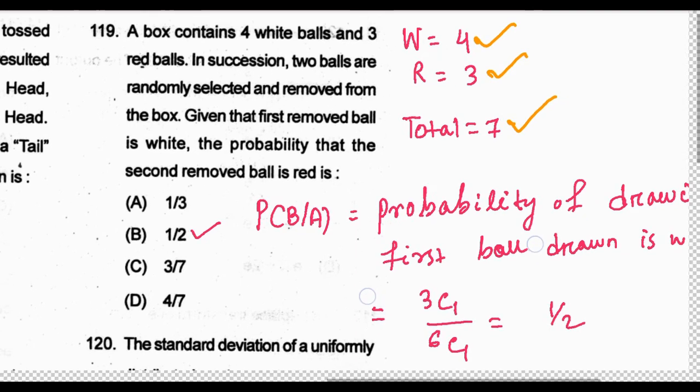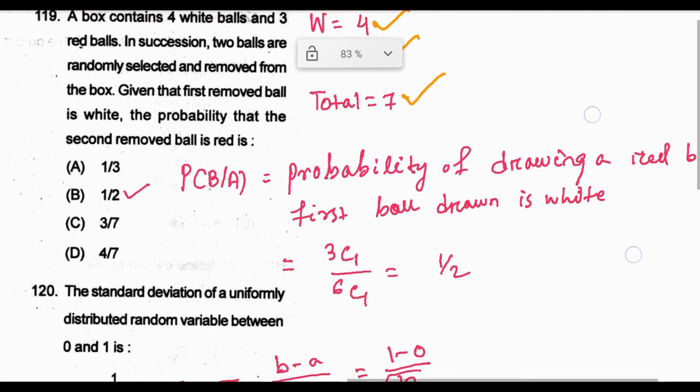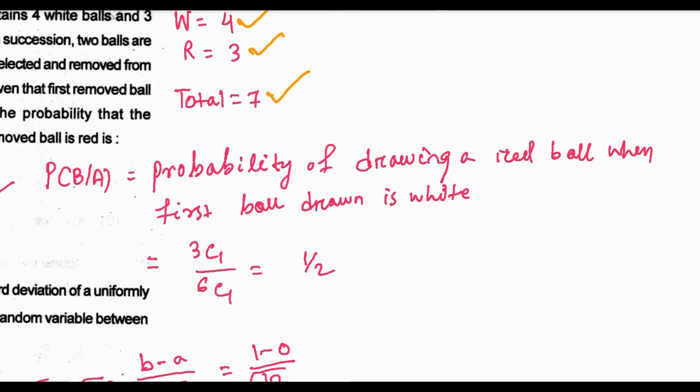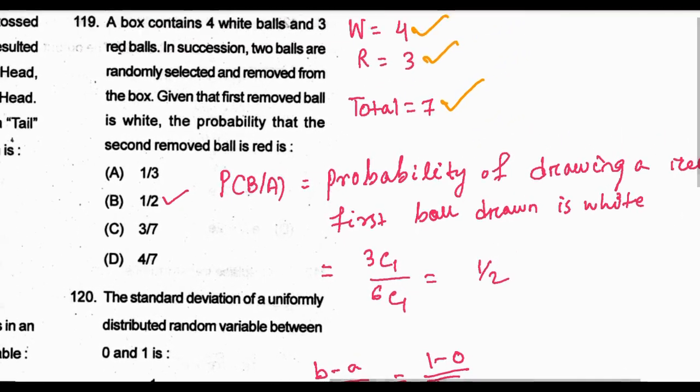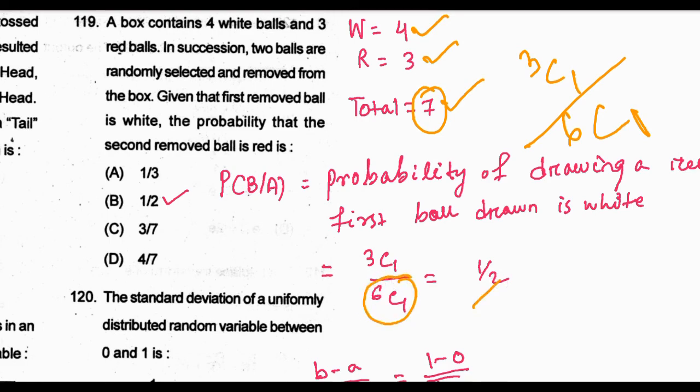So I can say that P(B given A) is equal to the probability of drawing a red ball when the first ball drawn is white. First ball is white. Then 3C1 is the probability of drawing a red ball. There are 3 red balls, so the number of selecting methods is 3C1. Then what is the selection? Because one has already been selected from 7, there are only 6 balls left, so 6C1. So this will be half.